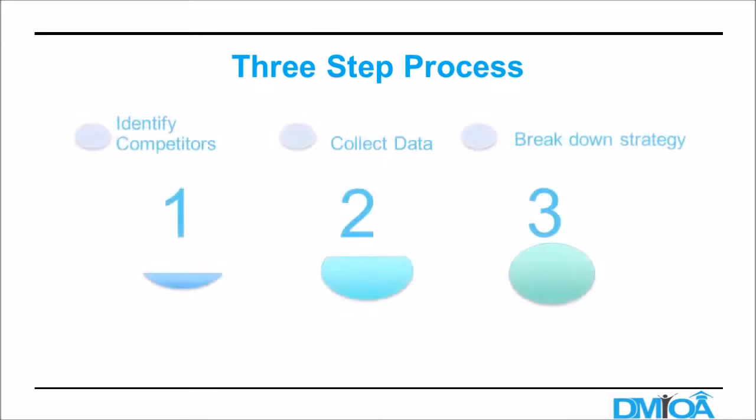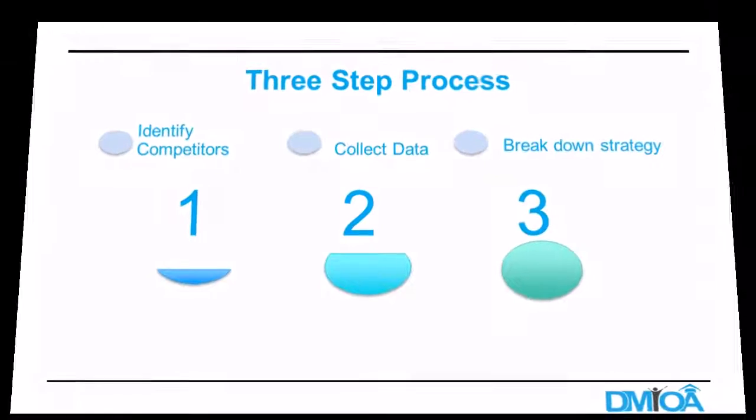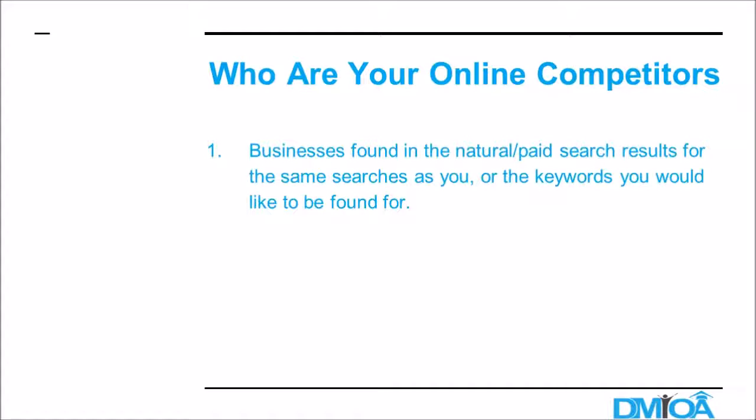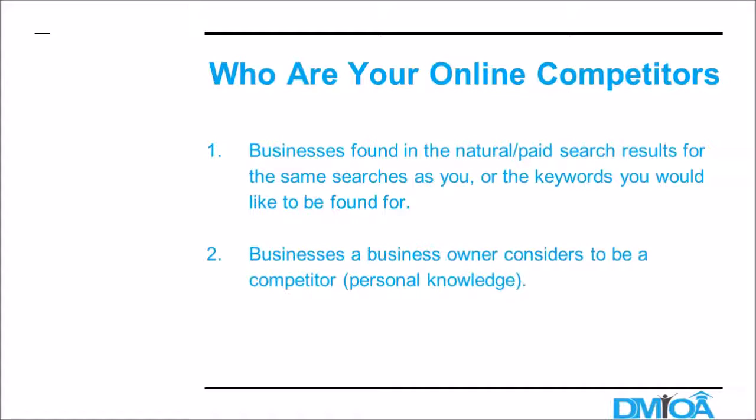In step number one, you identify your competitors, you then collect the data about them, and then you break down their strategy. So, who are your online competitors? Number one could be businesses that a business owner considers to be your competitor based on their personal knowledge. Number two could be businesses that are found in natural and paid search results for the same searches as you, or keywords that you would like to be found for.